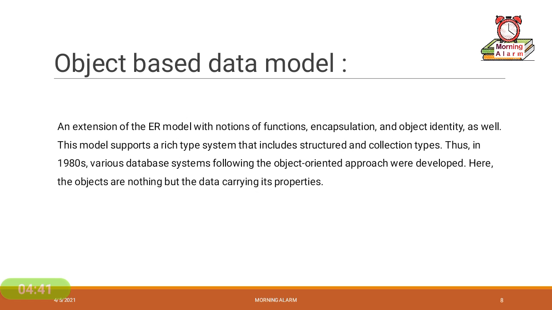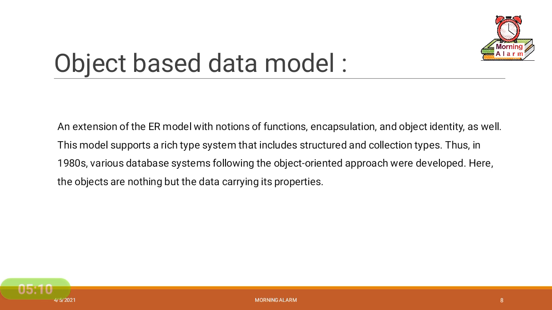The next model is object-based data model. First thing first, entity relationship model is also a subpart of object-based data model. In other words, ER model is an example for object-based data models. Now let's see the definition of it. An extension of the ER model with notions of functions, encapsulations, and object identity as well. It is nothing but the extension of the ER model.